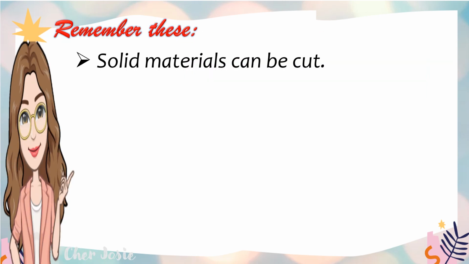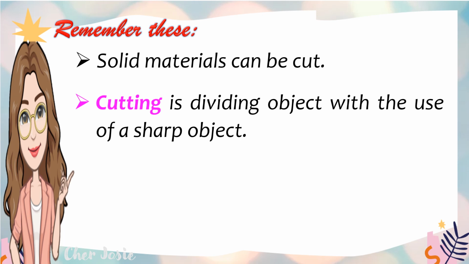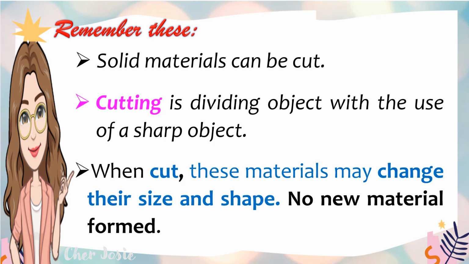Here are the things that you should remember. Solid materials can be cut. Cutting is dividing object with the use of a sharp object, just like the scissors, knife, cutter, and blades. When cut, these materials may change their size and shape, but no new material form.